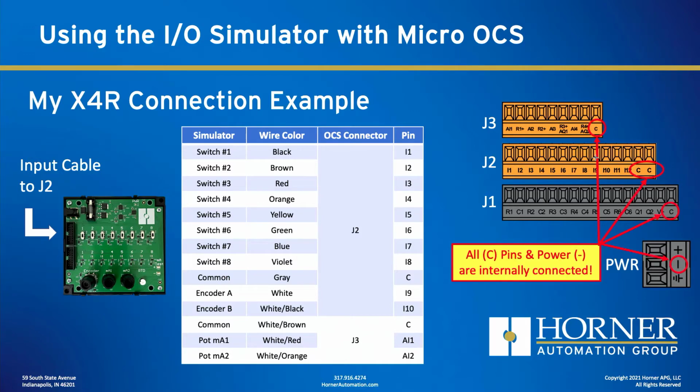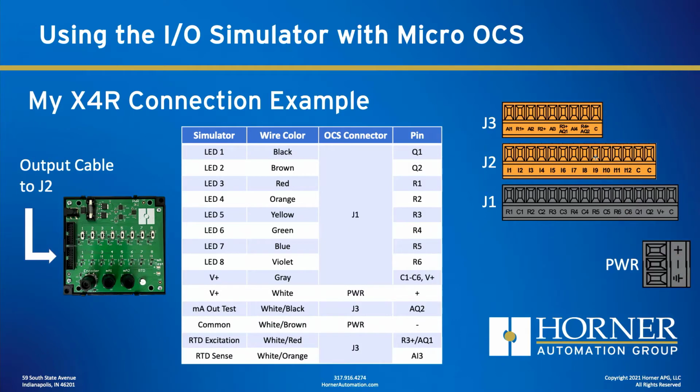One other thing that's important to know about the Micro OCS: all the pins on all 3 Micro OCS I/O plugs have common terminals, and they're all at the same potential. And that potential is also the same as the minus lead on the 3-pin power plug for the Micro OCS. So on my diagram, when I show C, it doesn't really matter which C terminal you pick. I've just picked one.